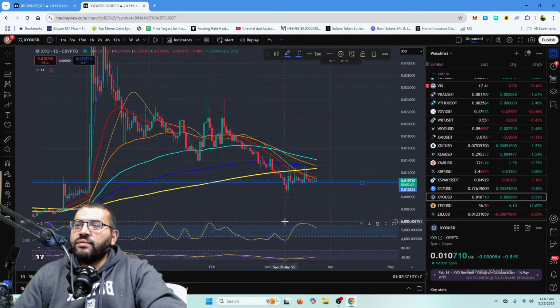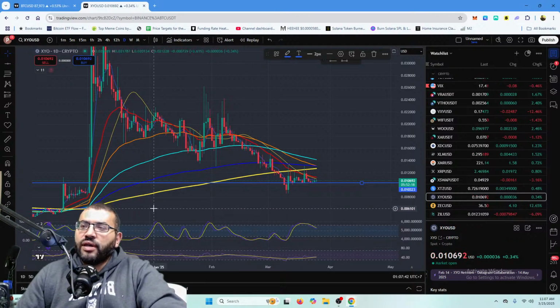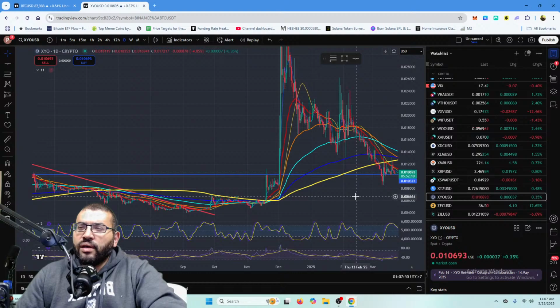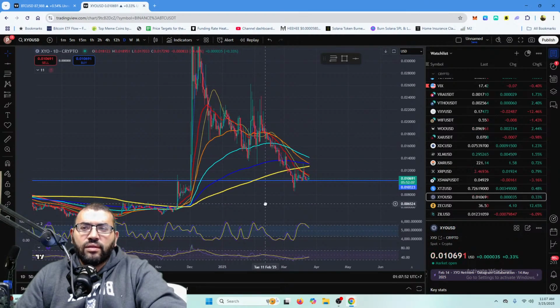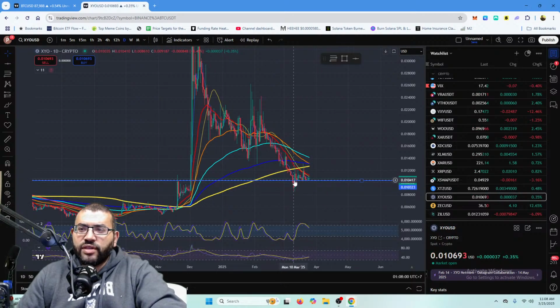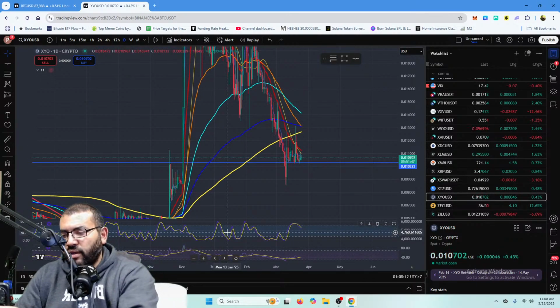Now here's a level. I wouldn't be surprised if XYO held this level. You can see I went back to the daily close on this significant breakout right here. That looks like a level that traders are eyeing for spot buys. Let's say this breakdown was just an overreaction. It probably was. Now that looks like a good entry. So 1 cent, pretty much 1 cent for XYO.